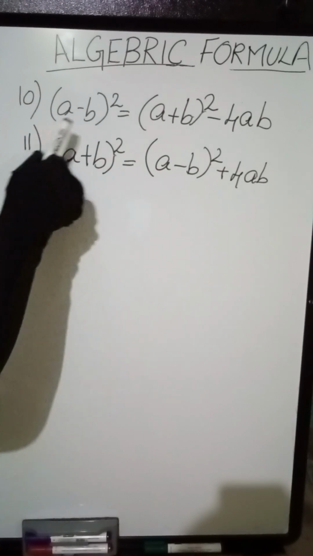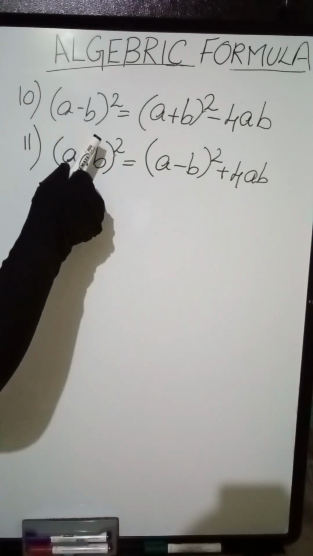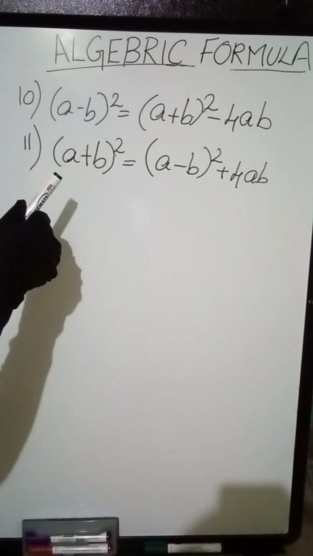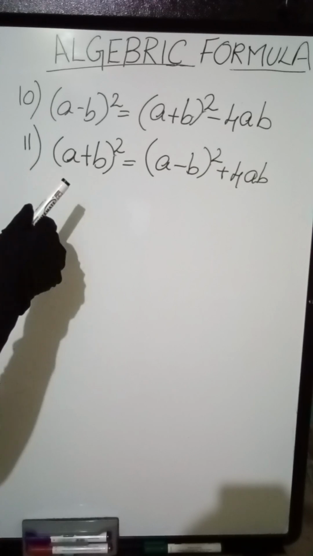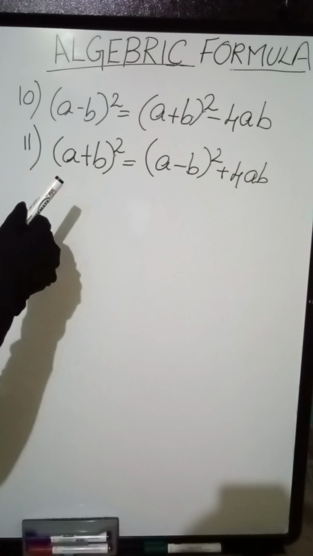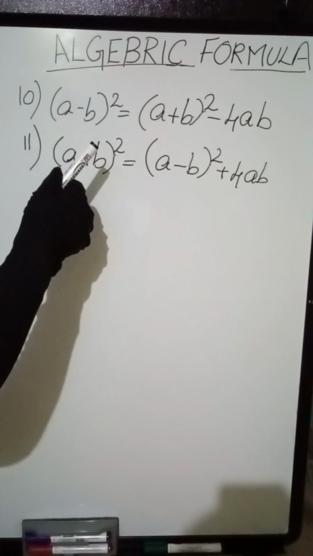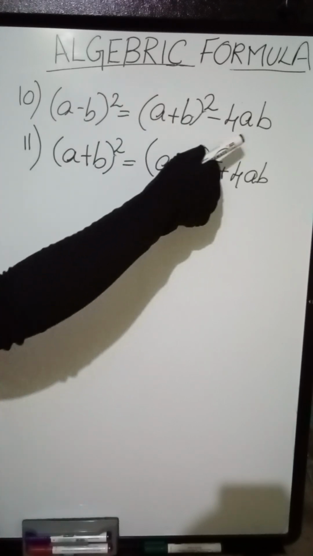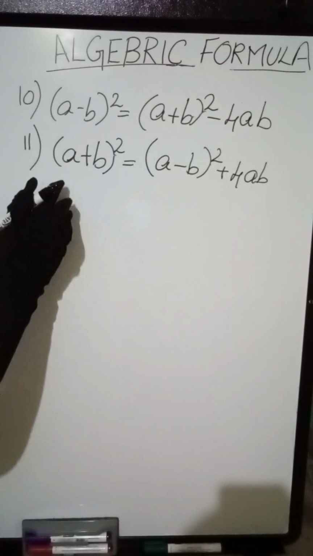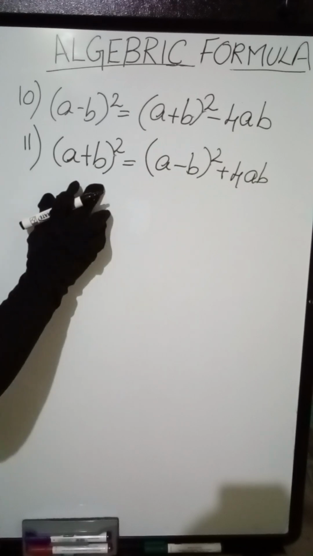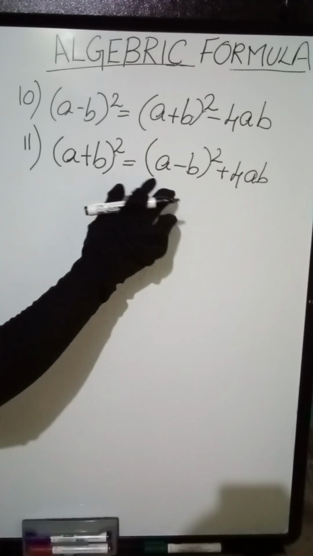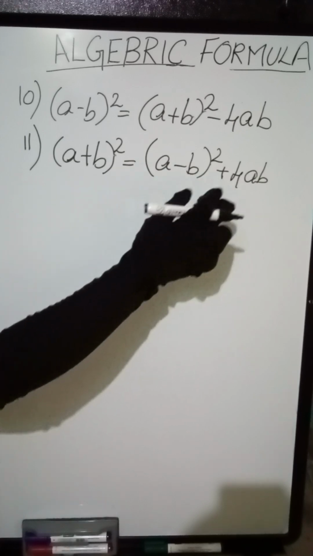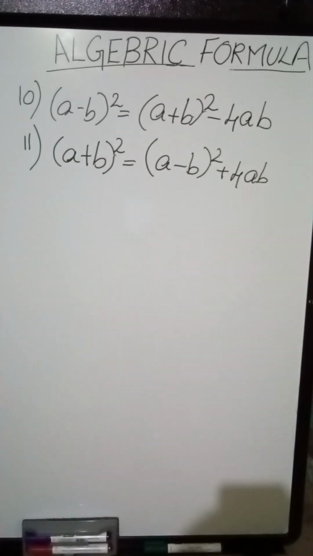Now a minus b the whole square, normally we will write it as a square plus b square minus 2ab. Here we can also write it in the other way, which is a plus b the whole square minus 4ab. In case of a plus b the whole square, we can also write it as a minus b the whole square plus 4ab.